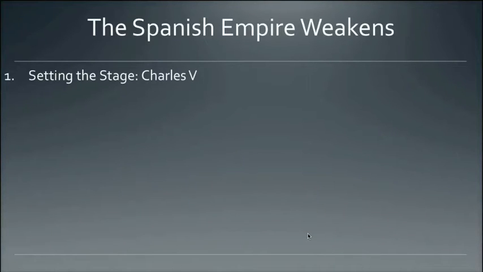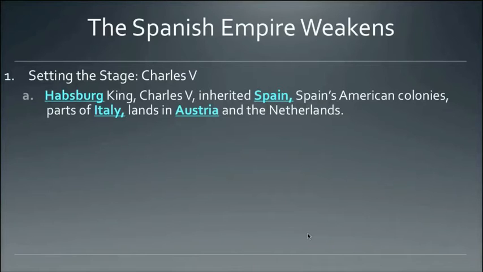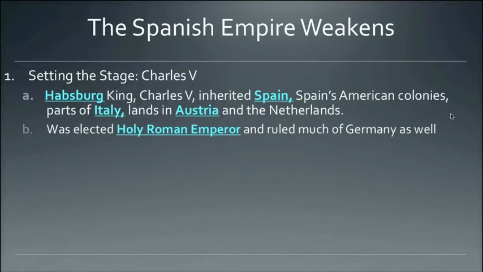So setting the stage with Charles V. Habsburg King Charles V had inherited Spain, Spain's American colonies, parts of Italy, lands in Austria, and the Netherlands. That was that map that we just looked at. The only thing missing on that map, of course, were Spain's American colonies. And when you have that much land, you have all the trade that occurs there, you have all the taxes that are coming in, all the gold and silver that they had access to in the American colonies. So this is going to make Charles V very, very wealthy. So he's doing very, very well for himself.